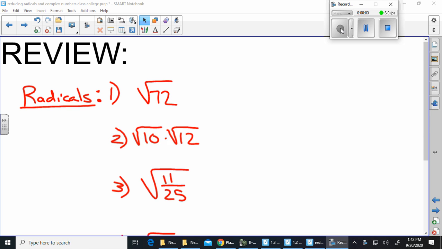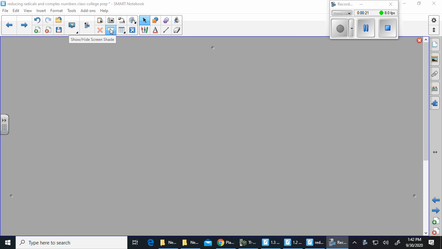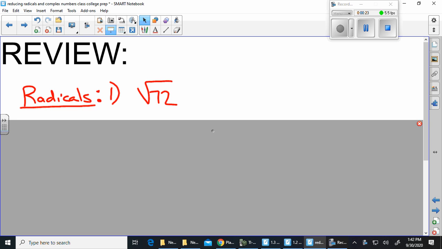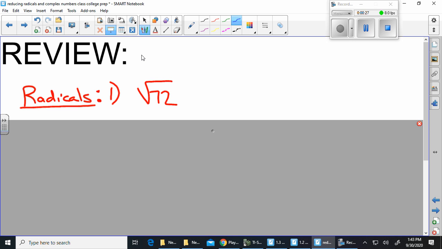Okay, what I'm going to do here, just giving you guys a little bit more practice, is go through and explain some more with radicals and complex numbers. So if I'm given this first problem and I am going to reduce that radical, I want to think perfect squares. What perfect squares will go in that?